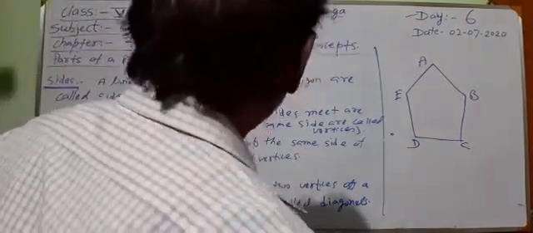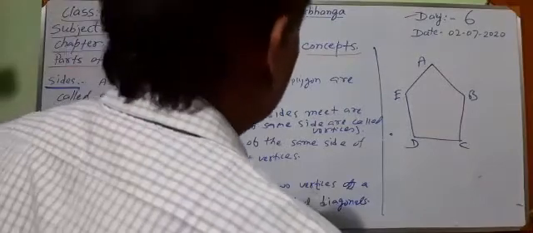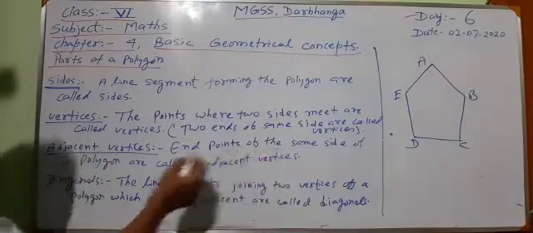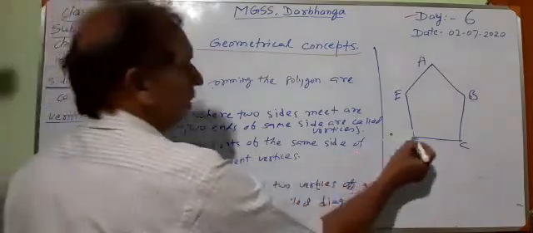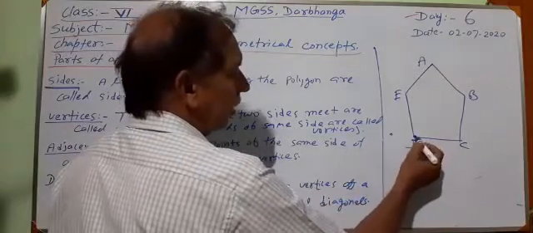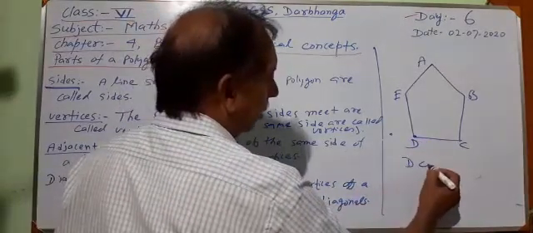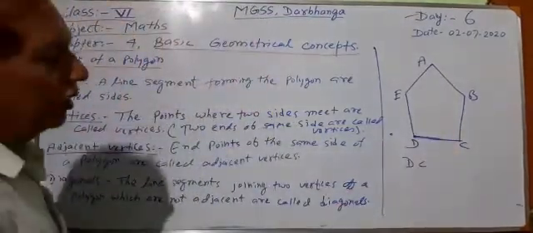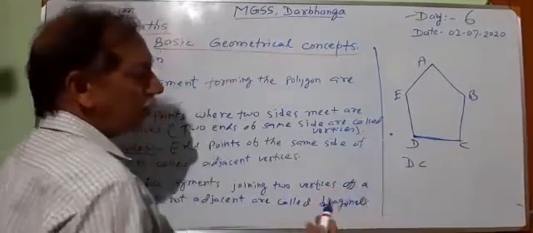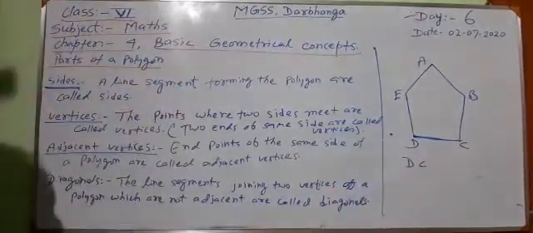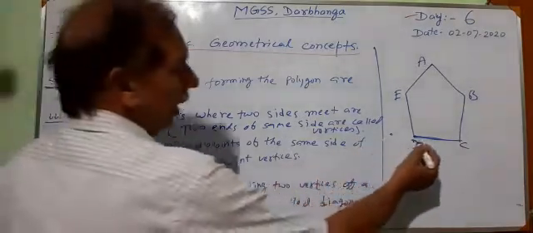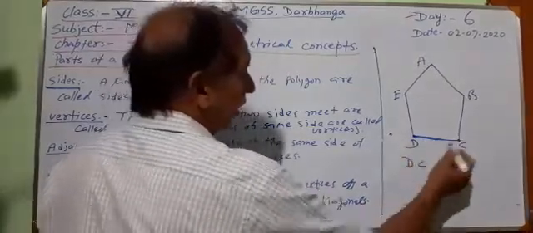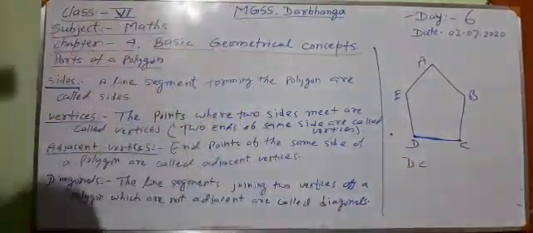Here the two ends of the same side are also called vertices. But for adjacent vertices, the definition is: the endpoints of the same side of a polygon are called adjacent vertices. Take any side DC. DC is a side, and each side of the polygon is a line segment. A line segment has two ends. We have already discussed that any line segment has two ends. So this DC line segment also has two ends. One end is D, the other end is C. It means D and C are adjacent vertices.